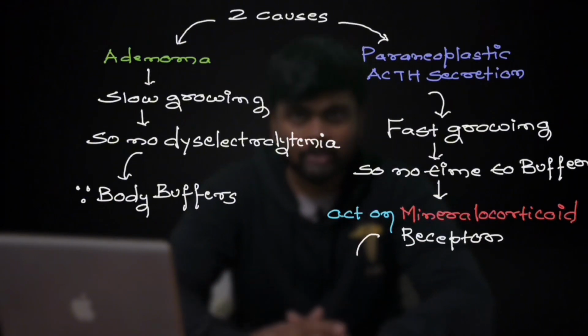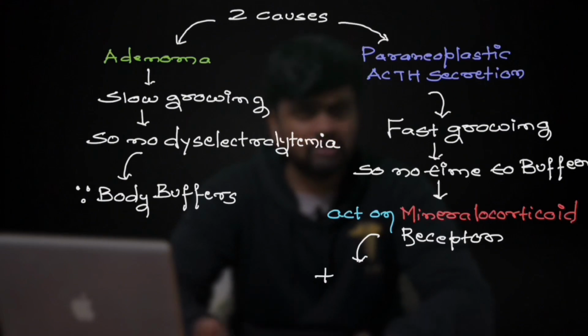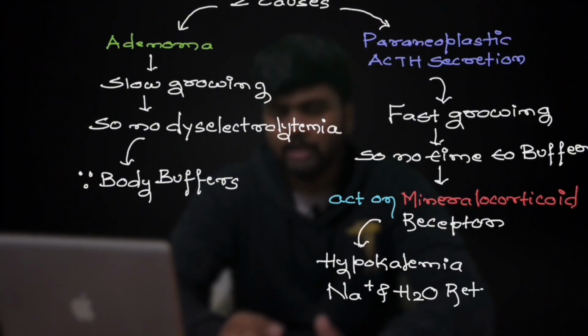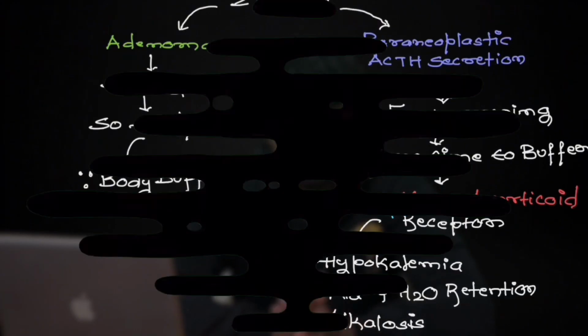So it acts on the mineralocorticoid receptor and it will be causing the general side effects which are caused by the aldosterone: hypokalemia, sodium and water retention, alkalosis. Let us study about the diagnostic protocol of Cushing syndrome. Actually, this is an interesting part, so listen carefully.